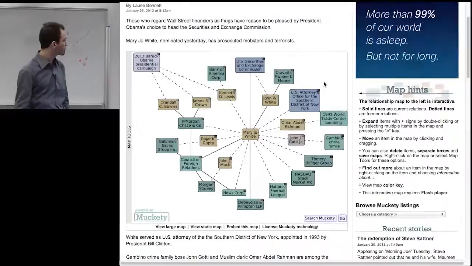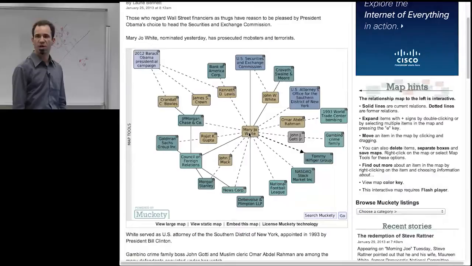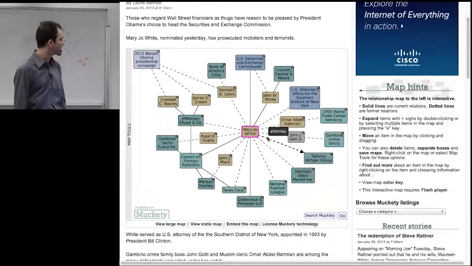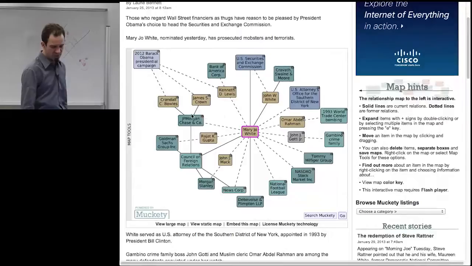So here is this woman who was just nominated to head the Securities and Exchange Commission, which oversees financial stock market stuff in the US. And there she is in the center, and then she's got all these links. The dash means she used to be, solid means currently. So, married to this guy, used to be a lawyer for them, used to be a director of NASDAQ. And you can see, attorney for Kenneth Lewis, who was a fundraiser for Obama. So you can see immediately that through a couple of indirect connections, she's definitely in the president's circle.